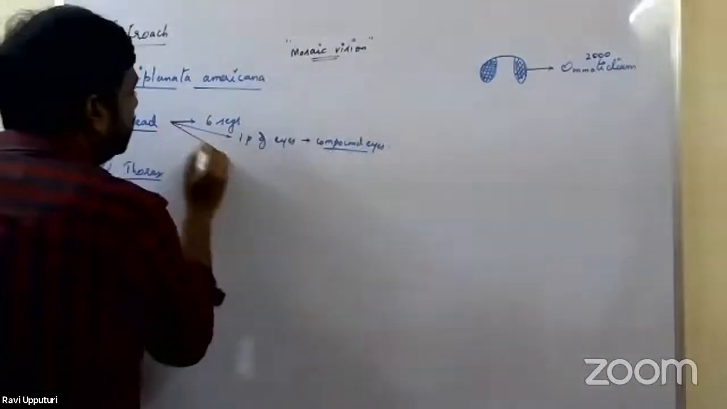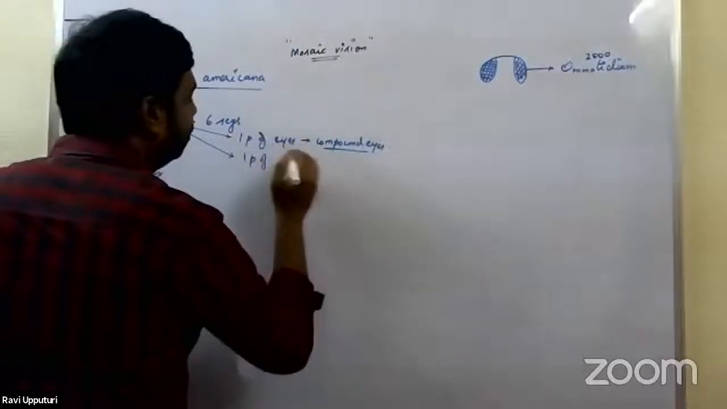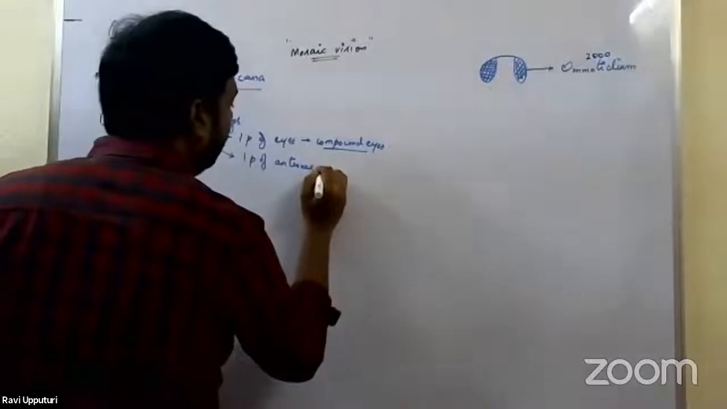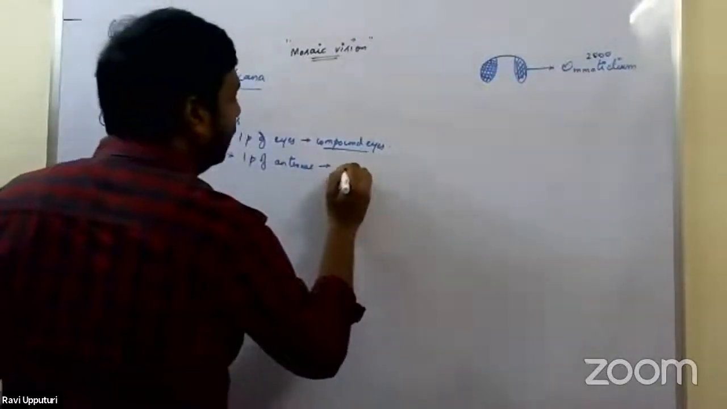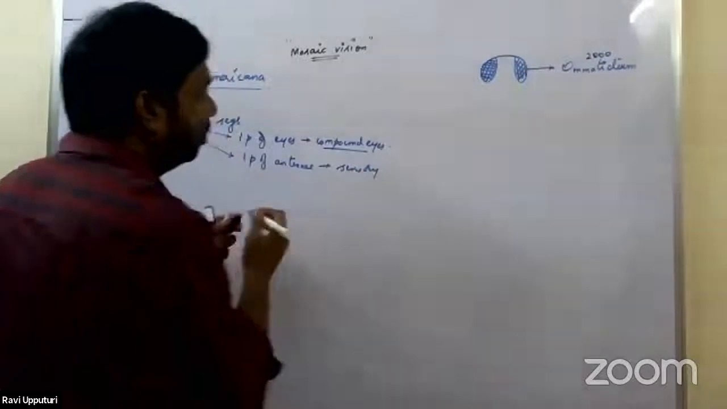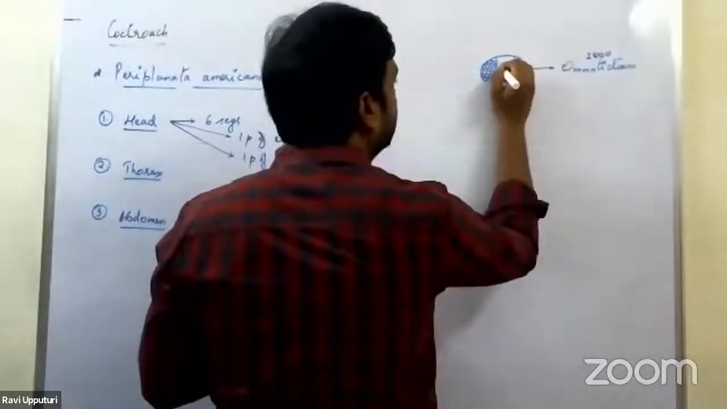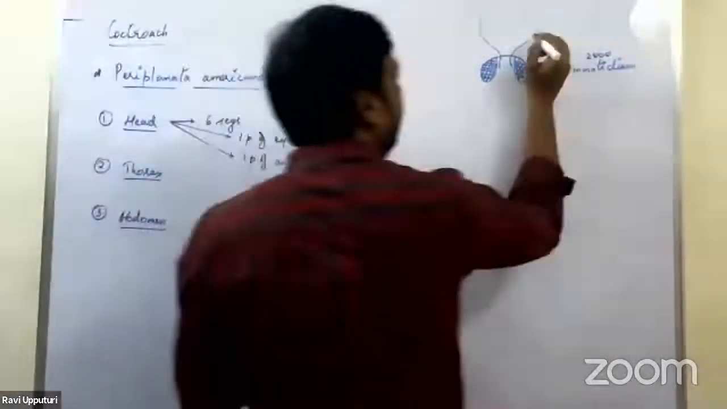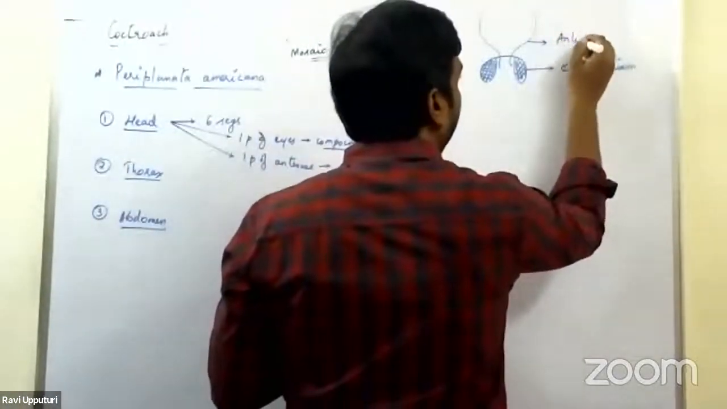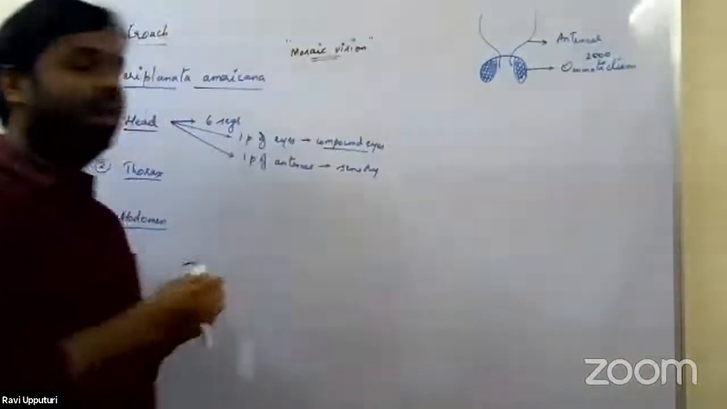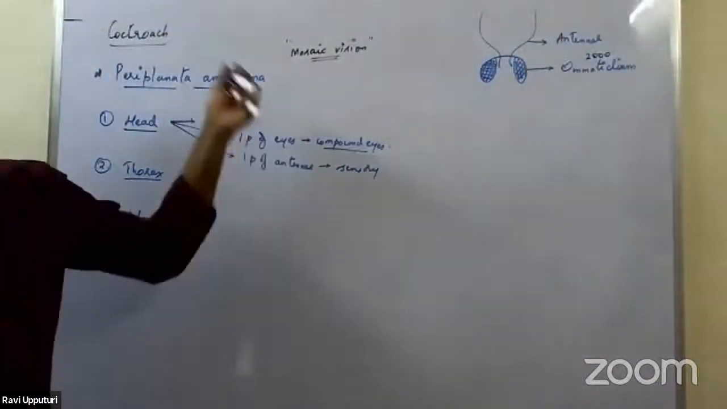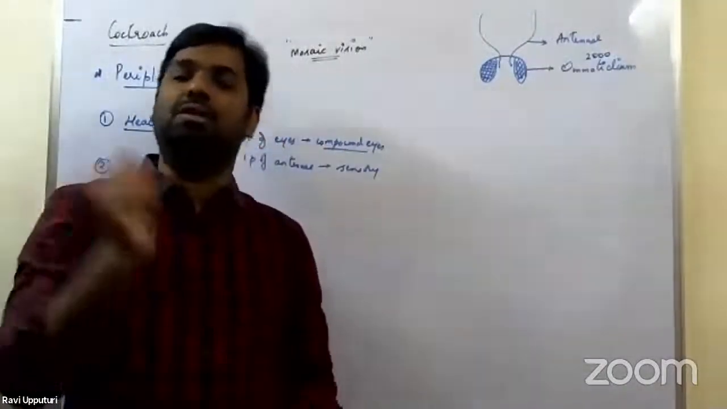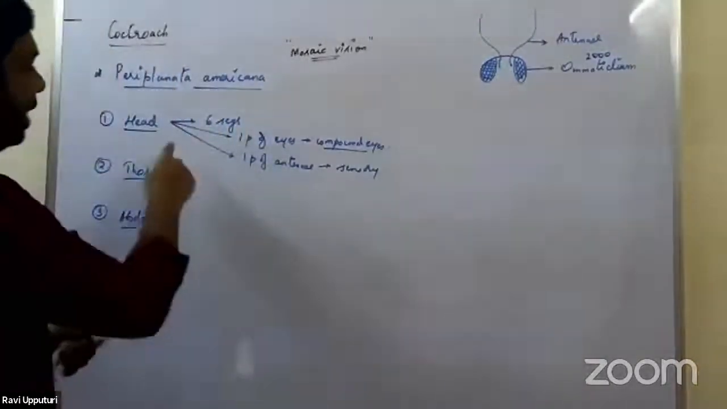The head also consists of one pair of antennae. Now these antennae are said to be sensory in function. From here arises one pair of antennae, which arise from the head region. We'll talk about what type of sense organs and sensory structures are present once we take up the nervous system of this organism. Then what else does the head consist of?